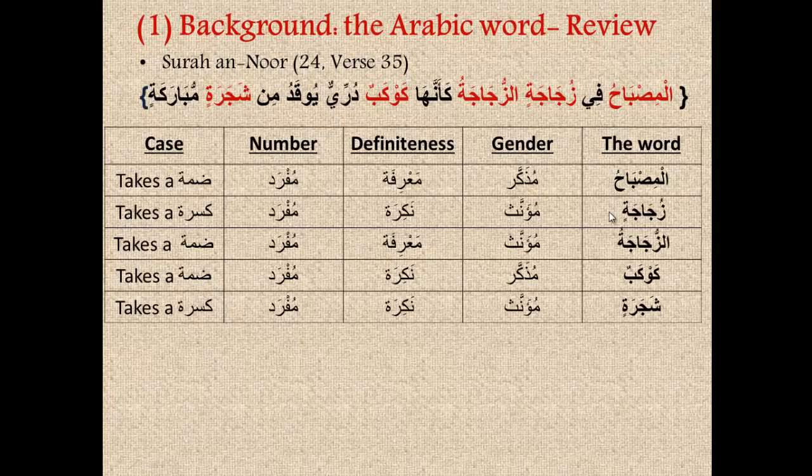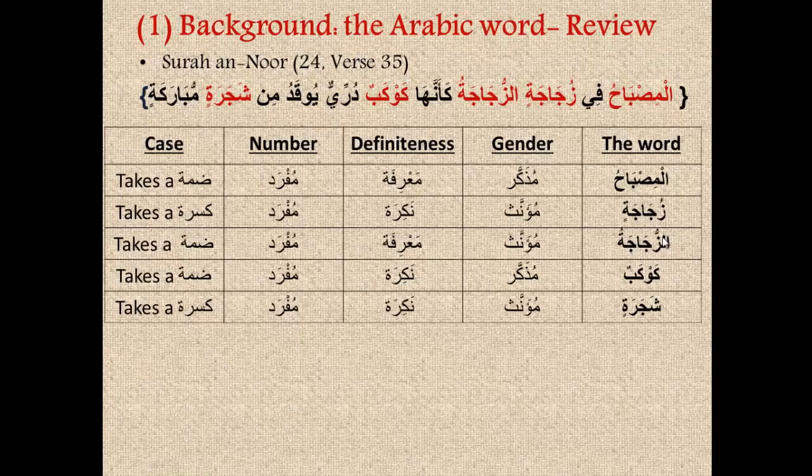Next word, zujajatin, we hear the tanween, we know it is indefinite. Now notice how the word has a tamarbuta. This tells us the word is mu'annath, or feminine. It is mufrad singular and takes a kasra.